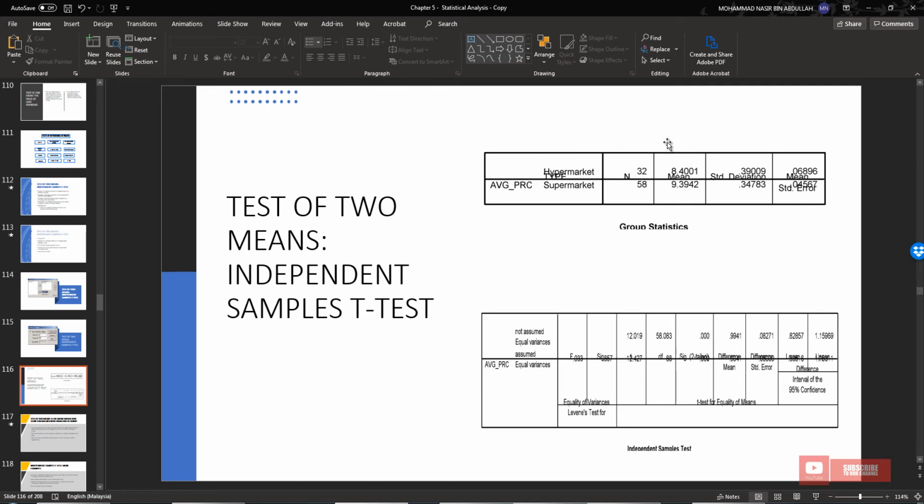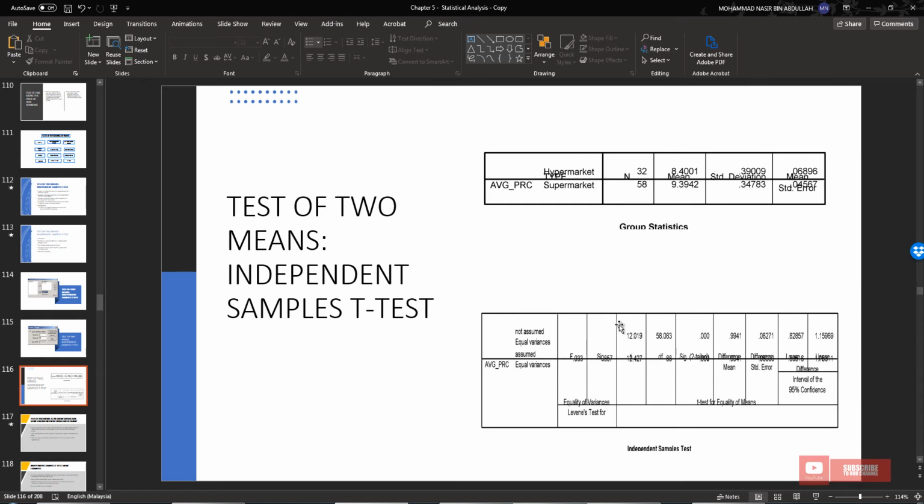First table, SPSS will give us the group statistics, which includes our mean. You see here the type should be at the top, the N should be at the top, but it is a bit flipped. So the mean of supermarket is 9.39. Standard deviation is 0.3478. And this is the result for the independent sample t-test, right?